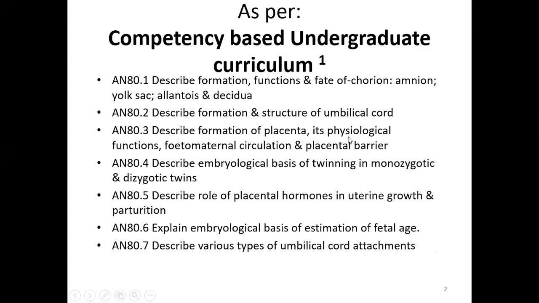Then you should be able to describe the formation of placenta, its physiological functions, feto-maternal circulation, the placental barriers. You should be able to classify different types of placenta. Then describe the embryological basis of twinning in monozygotic and dizygotic twins. Then describe the role of placental hormones in uterine growth and parturition. Then explain the embryological basis of estimation of fetal age, which we have already done earlier, that is by counting the somites. And then describe the various types of umbilical cord attachments.